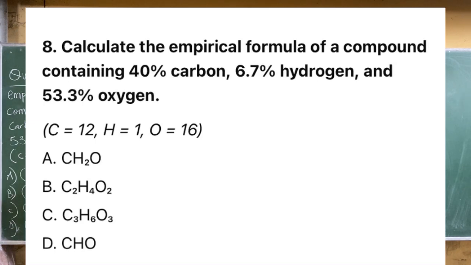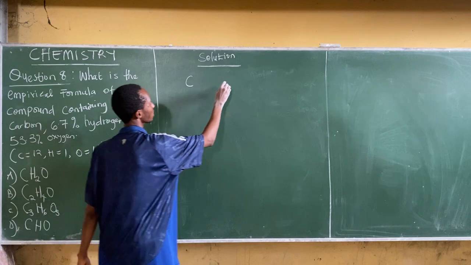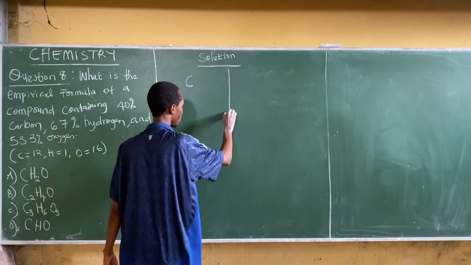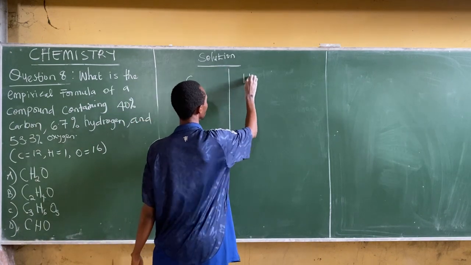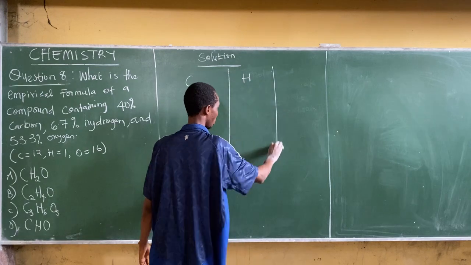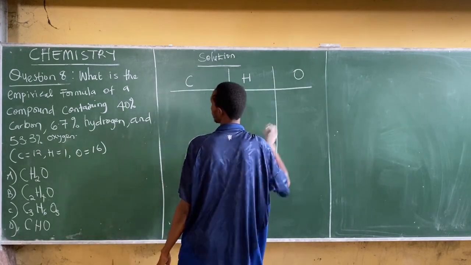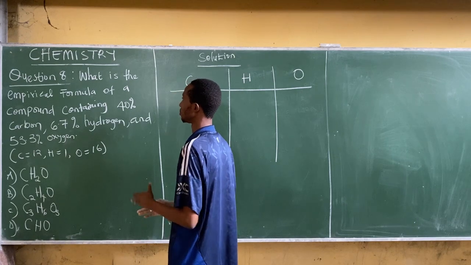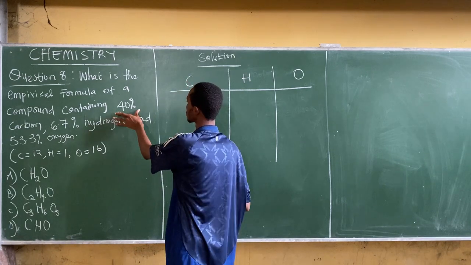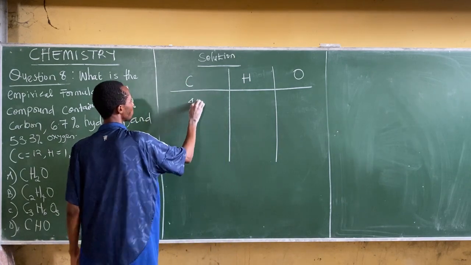To solve for the empirical formula, the simplest method is to create a table. We have how many elements here? Carbon, hydrogen, and oxygen. So we have carbon here, hydrogen, and oxygen. You write out their percentage. The percentage that was given for carbon is 40. So you have 40 here.